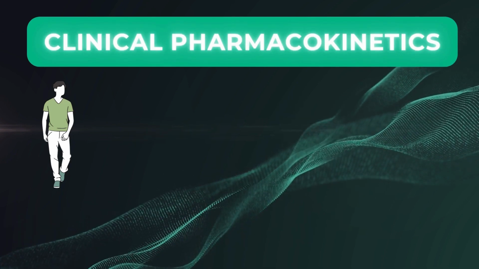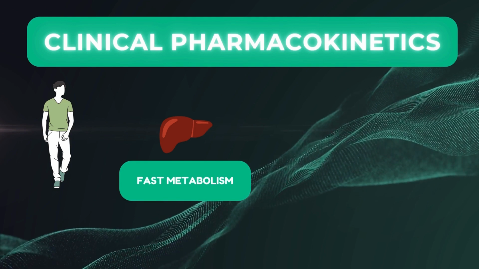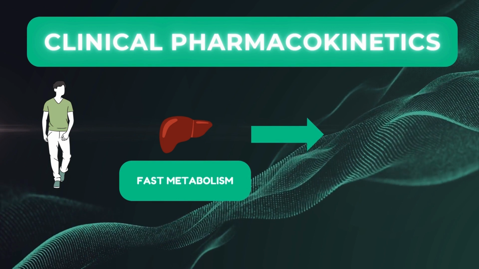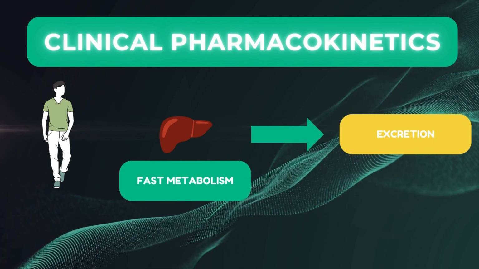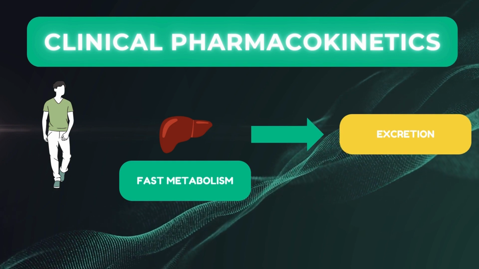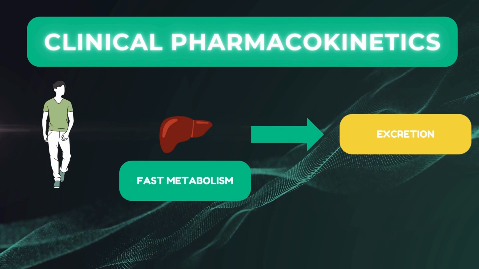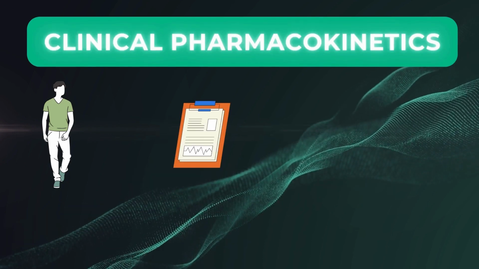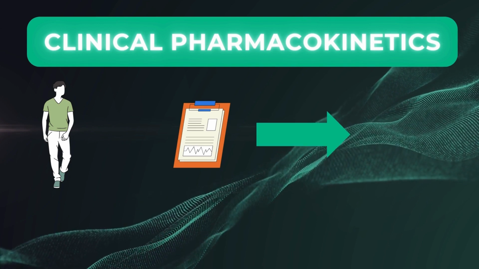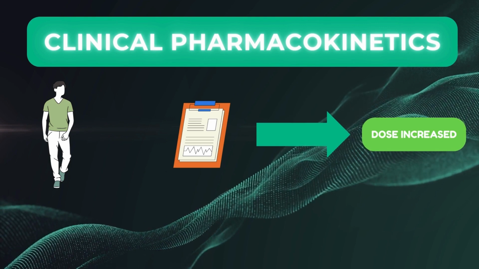Let's say if the subject has fast metabolism, he metabolizes the drug quickly. Because of his fast metabolic rate, the drug goes to excretion phase quickly. So the drug, instead of staying the desired time in the body to show its action, it gets excreted. So the doctors analyze the pharmacokinetic data and find out, okay, he has fast metabolism, so the doctor may increase the dose. That's how they analyze the data coming from pharmacokinetic studies.